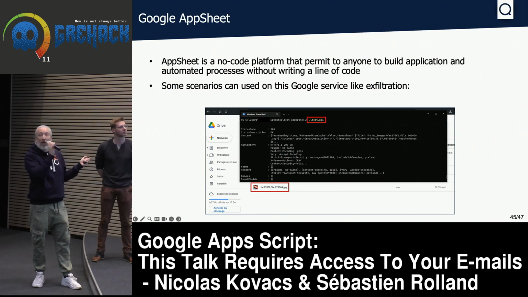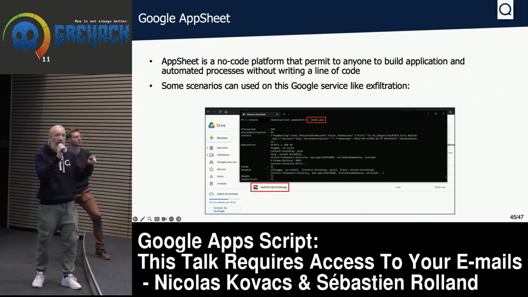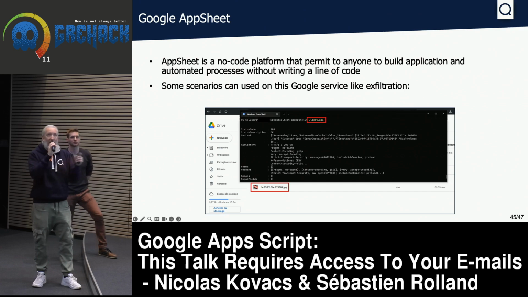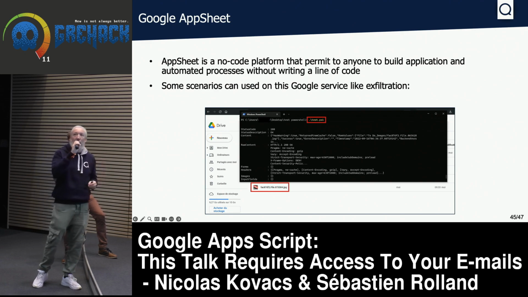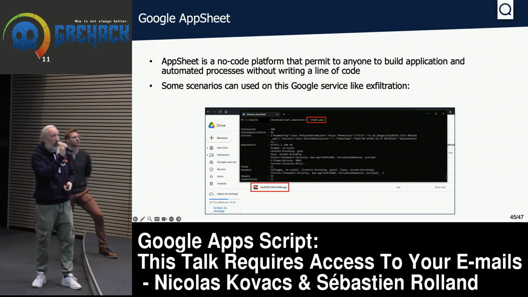Sébastien talked about Google App Sheet. I don't know if you know what Google App Sheet is, but it's a service that can help you create a mobile application without needing to code it. It's just based on what you want, and it's related to your Google Sheet. For example, you create a sheet with your bills or some statistics, and you can create a mobile application in just 3 or 4 clicks. In fact, Google App Sheet can integrate and use Google App Script, so you can use Google App Sheet to perform some exfiltration, and this works.